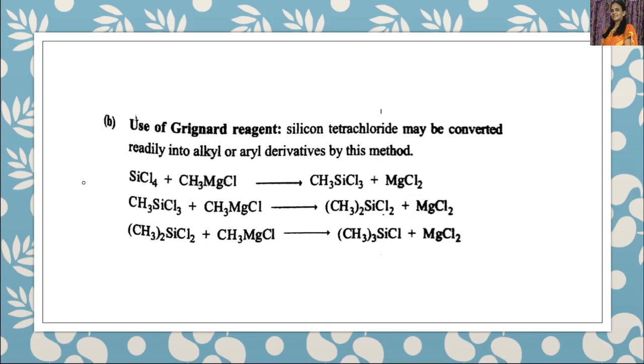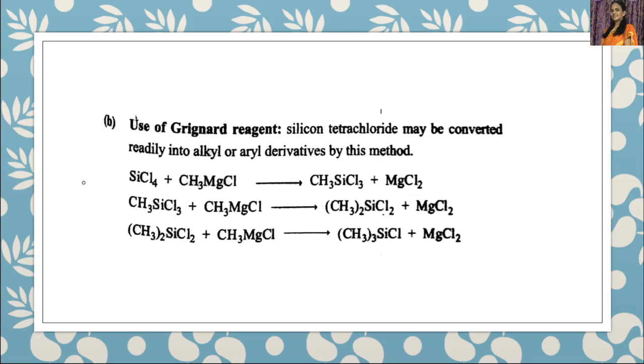So from this SiCl4, one chlorine atom is replaced by a methyl group. You can see here the CH3SiCl3; the other product is MgCl2. And this is CH3SiCl3. It again combines with one more mole of this particular Grignard's reagent. Then what happens? Another chlorine atom of this compound is replaced by one more methyl group.